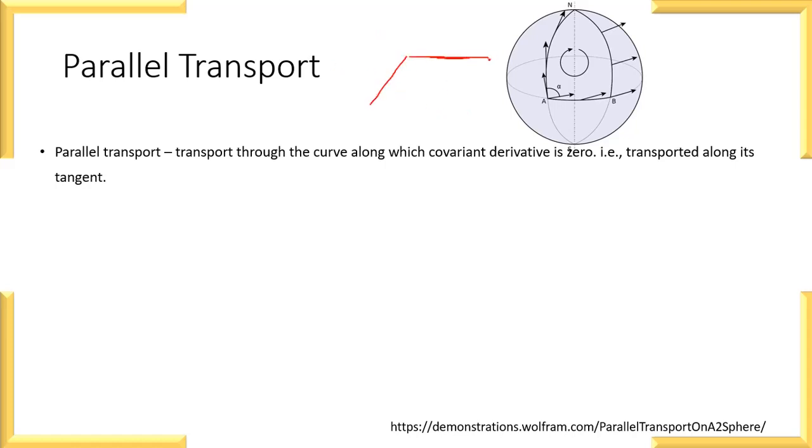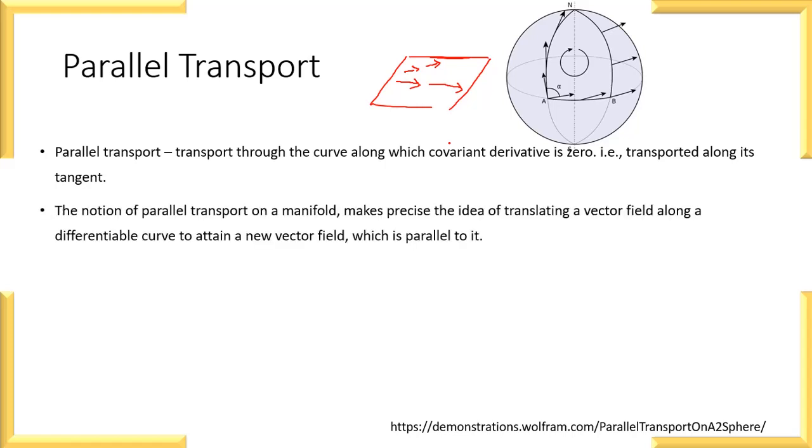When we talk about parallel transport in a flat space, if it is transported parallel, this means that it is transported in the same way, or it is transported along the tangent of this vector itself. This vector can be transported along this way only, in parallel transport, that it is transported along the tangent of the initial vector. So since it is transported along the tangent of the initial vector, its covariant derivative goes to zero, because taking the derivative will give you a zero. So parallel transport is transport along the curve in which the covariant derivative is zero, that is, the transportation happens along the tangent of the vector.